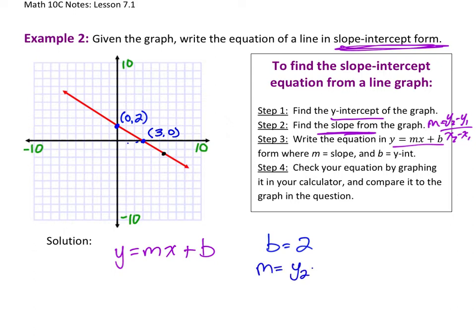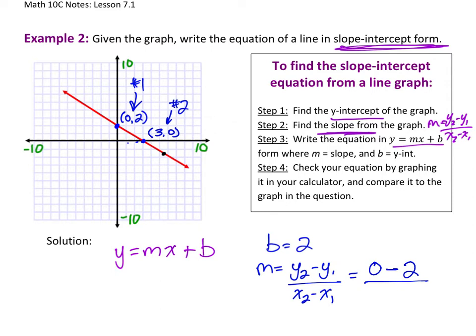So y2 minus y1 over x2 minus x1. If I say this is my first point, number 1 on the left, and this is my second point, it gives me y2 would be equal to 0, and then subtract y1, which is positive 2. Now this line is decreasing from left to right. So we'll notice that when we sub in those numbers, 0 minus positive 2, we're going to have a negative number in the numerator.